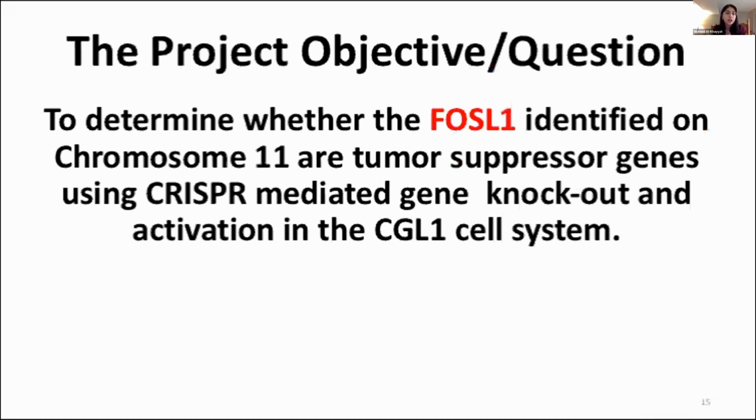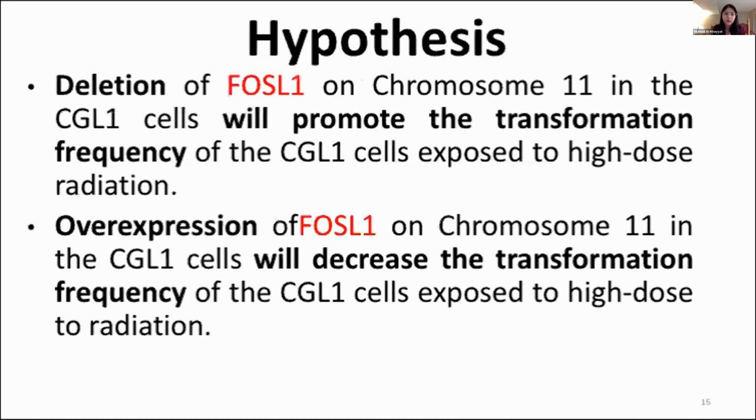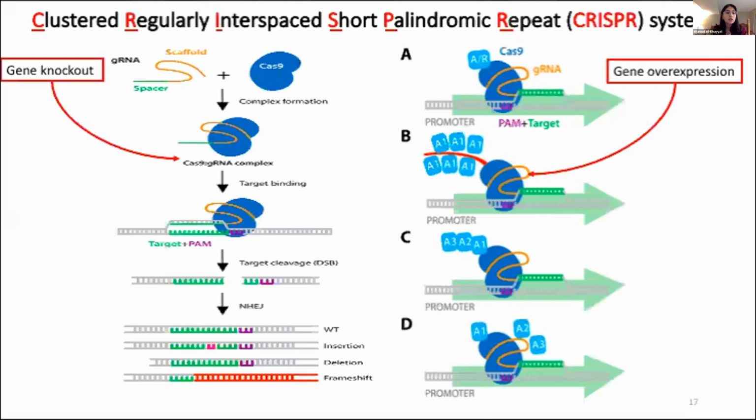So really, the main objective of the first chapter of my thesis is to determine if the Fosl1 gene, identified on chromosome 11, is in fact a tumor suppressor gene, using CRISPR-Cas9-mediated gene knockout and activation in the CGL1 cell line. We have two hypotheses. First, if we delete Fosl1 on chromosome 11, that will promote the transformation frequency of the CGL1 cell line once exposed to high doses of radiation. And if we overexpress Fosl1 on chromosome 11, that will decrease the transformation frequency once exposed to high doses of radiation.